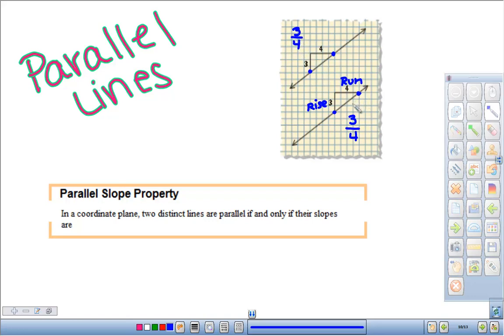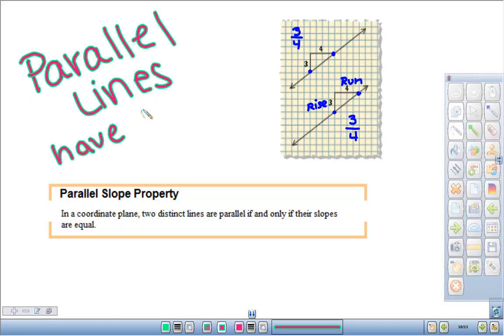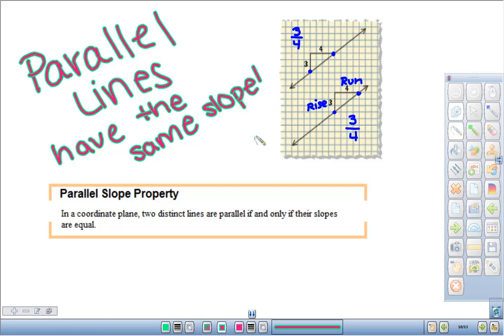So what you should notice here is that in a coordinate plane, two distinct lines are parallel if and only if their slopes are equal. So parallel lines have the same slope. Parallel lines have the same slope. And you have this conjecture written down.